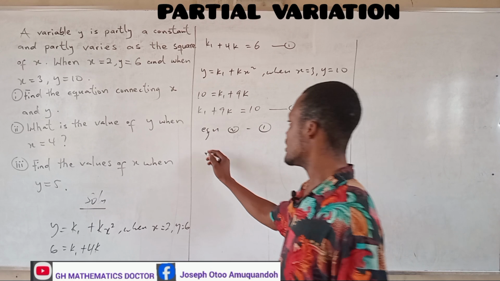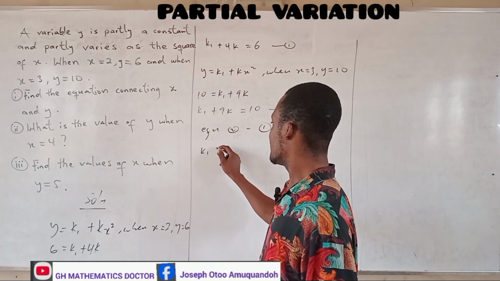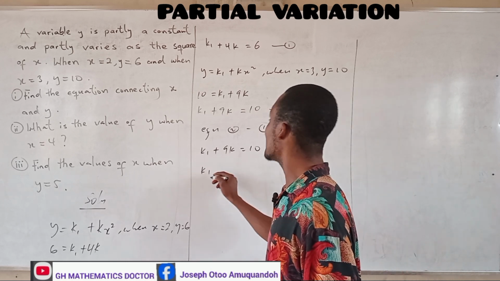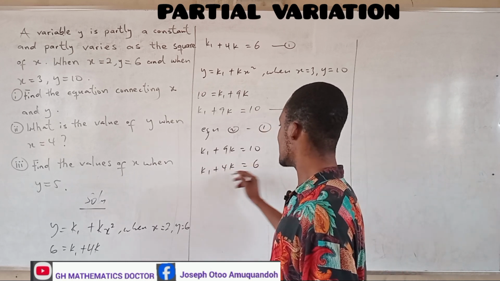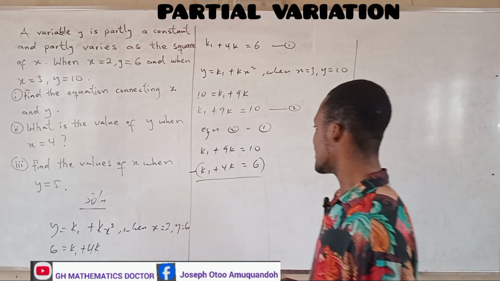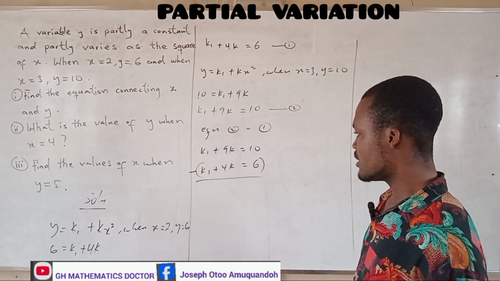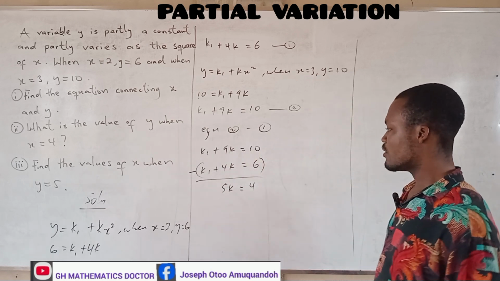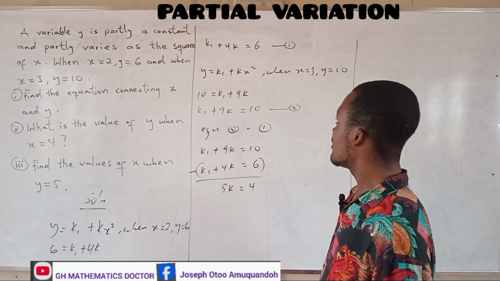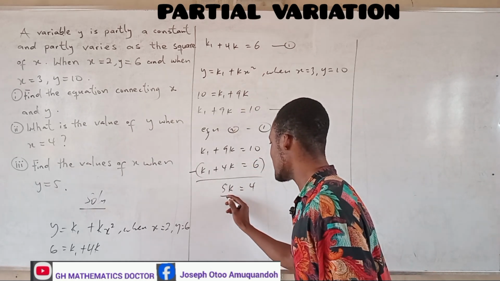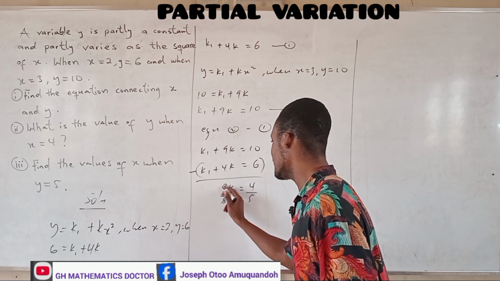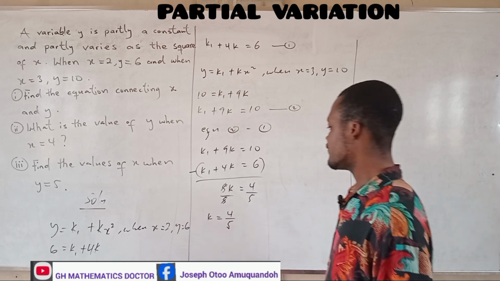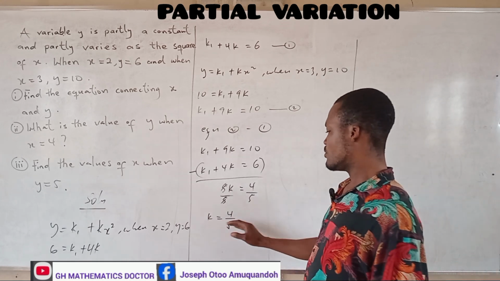So we have equation 2 here to be k1 plus 9k equal to 10. The equation 1, that is k1 plus 4k equal to 6. And it is minus. So when we find the answer, this k1 will be 0, and this one will give you 5k, and this will give you 4. So now we can solve for the k over here. We divide both sides by the coefficient of k, and that will give you k equal to 4 over 5.